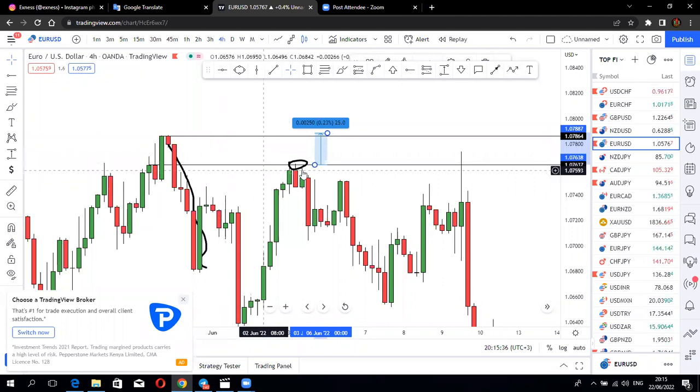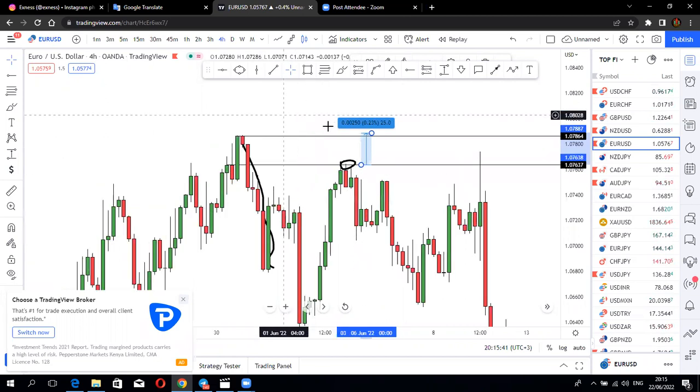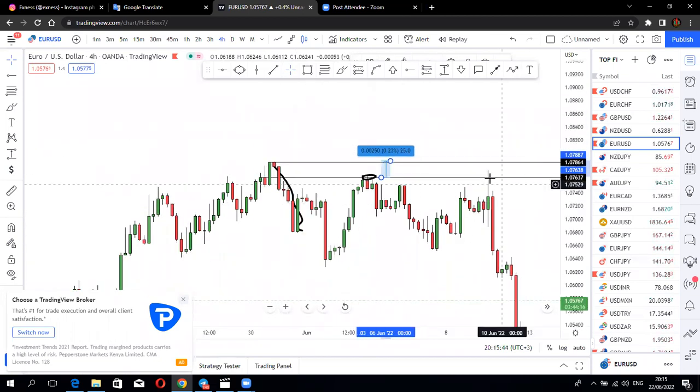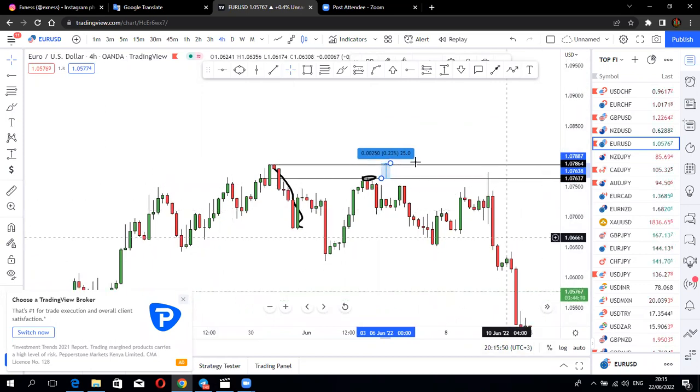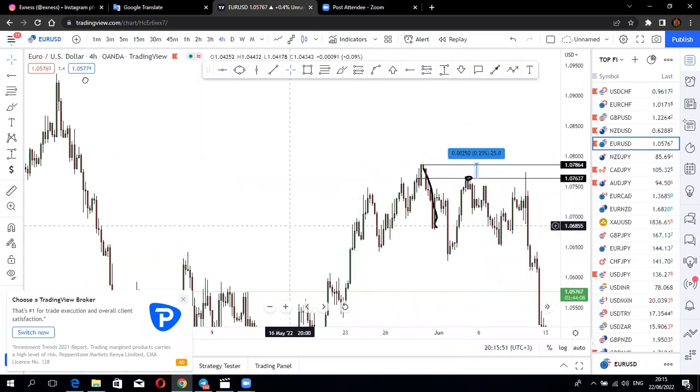So when the market returns and closes below, as it closed below, we say that we are going to take a sell. So this was the confirmation, as you see the market returned for the second time. Take our trade, then boom, to the bottom side.